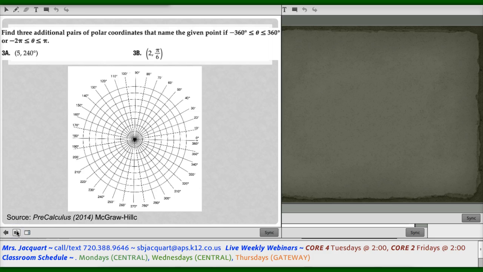So do the practicing. Okay, so if we're to find 240 and 5, 1, 2, 3, 4, 5, right there. How else can I get to that point? We can go 240 to that point. Well, what if I go backwards to that point? That would be -120. So then this would also be 5 comma -120.